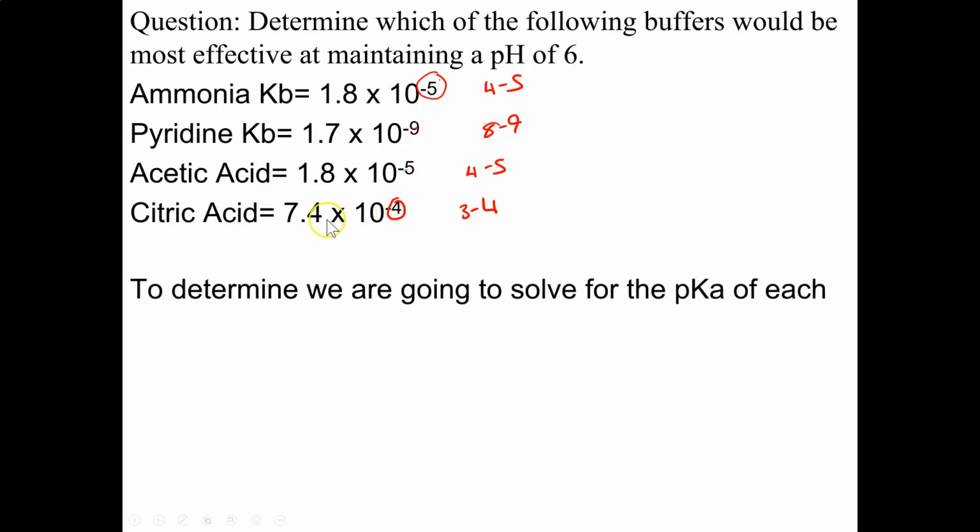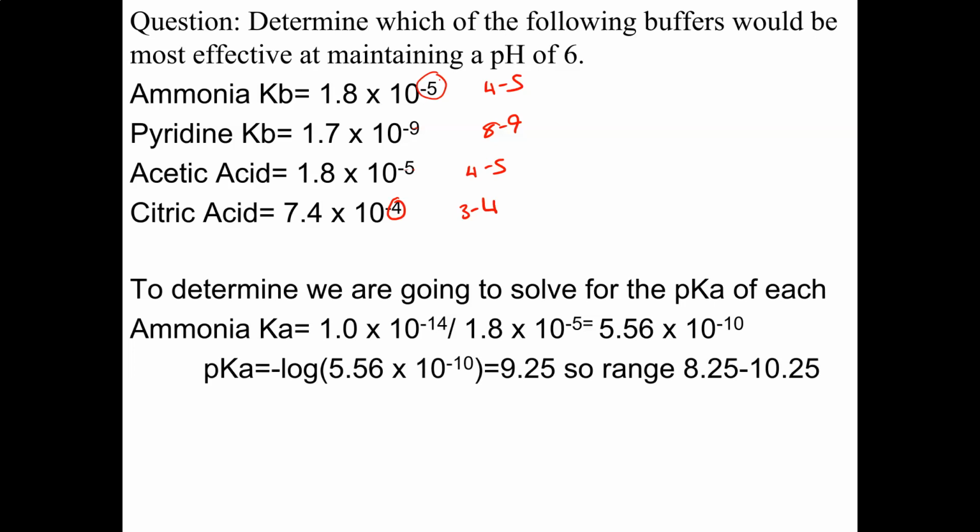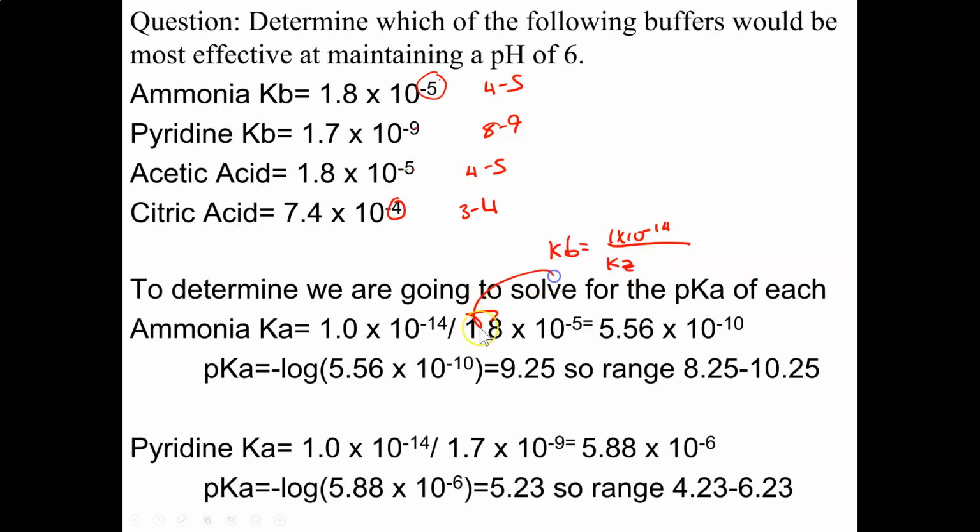So to determine, we're going to solve for pKa for each. So for ammonia, 5.56 times 10 to the -10. So the pKa is equal to 9.25. So what I did here, I did it the hard way just to show you how it looked. I solved for Ka first because remember, Kb is equal to 1 times 10 to the -14 divided by your Ka. So that's where this came from, in case you're wondering.